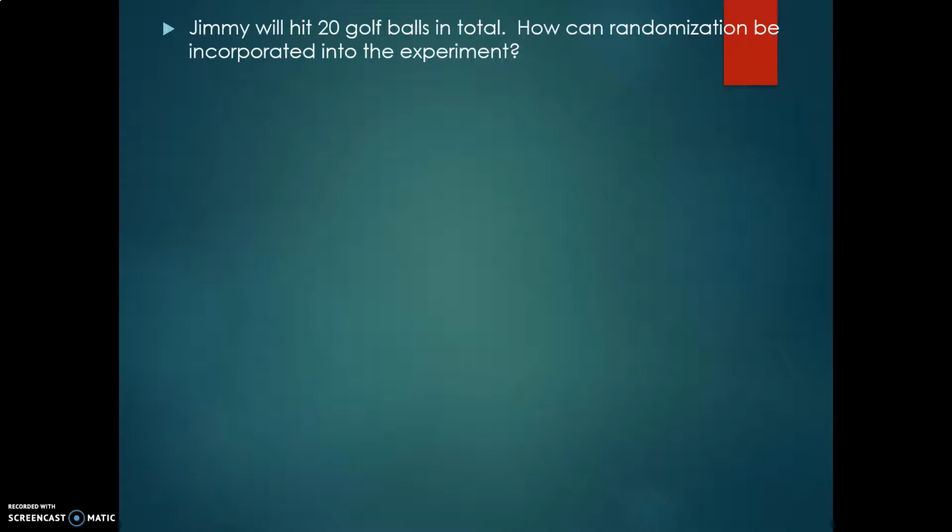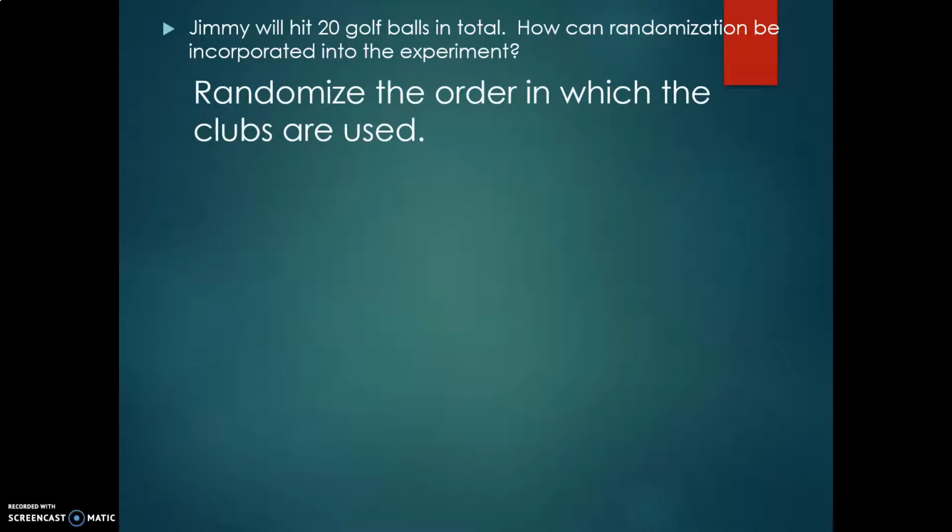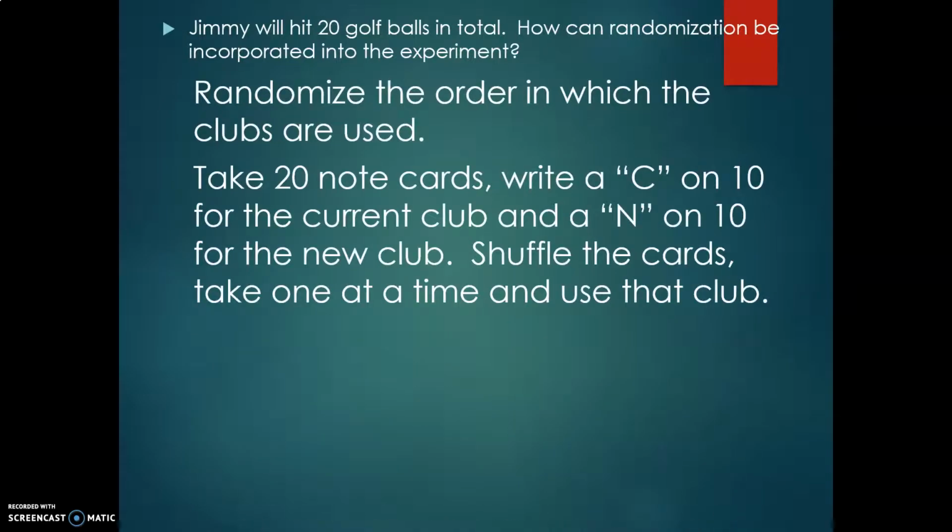Okay, so let's say he's going to hit 20 golf balls in total. How can we randomize this experiment? Well, he's going to hit 20 golf balls, so if we randomize the order in which the clubs are used, we can take 20 note cards, C for his current club on 10 of them, N for the new club on the other 10, shuffle them all up together, and then take them out one at a time. For that shot, he's going to use that particular club.